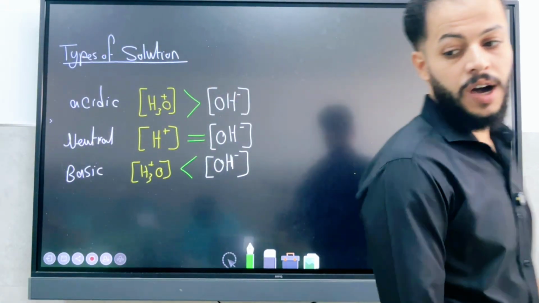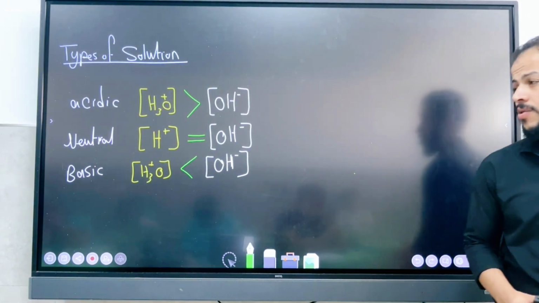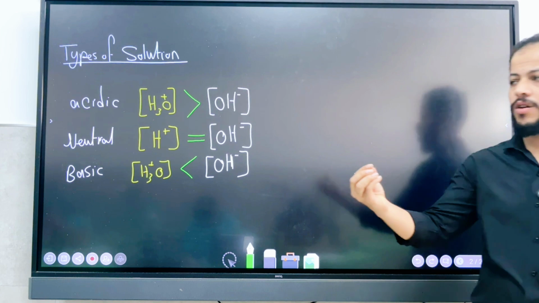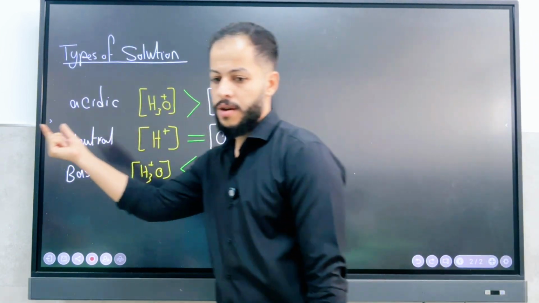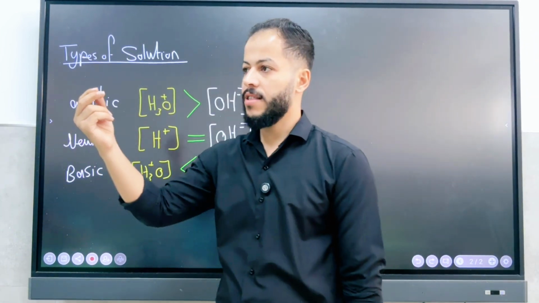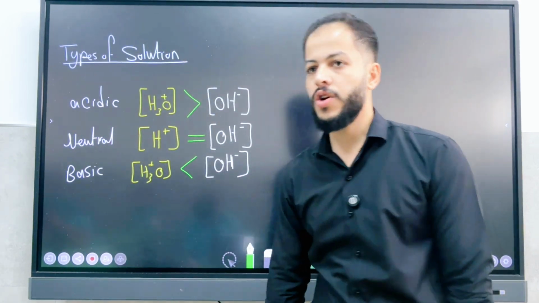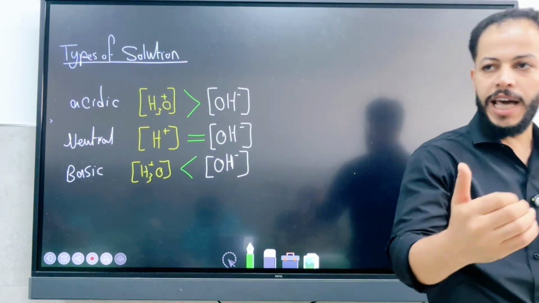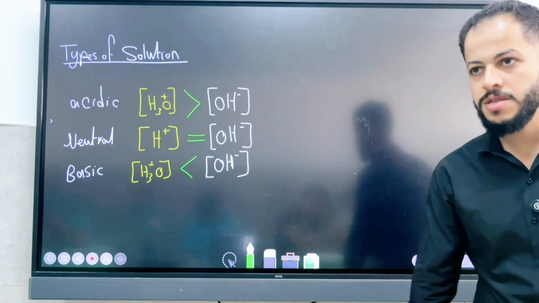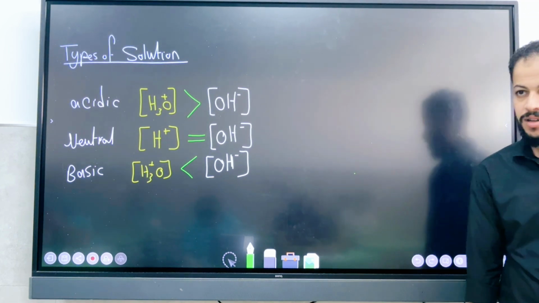My question here, you have to note that. I want to ask you, does the higher concentration of a hydronium ion increase the acidity or decrease it? Increase the acidity. So the lower the concentration of hydronium, the lower the acidity of the substance, right?